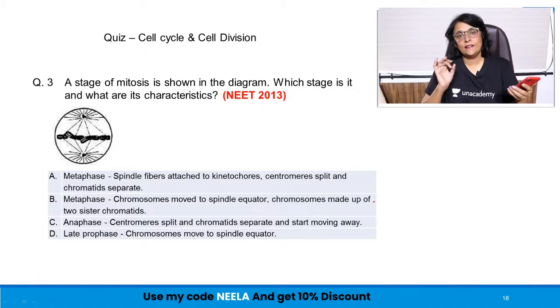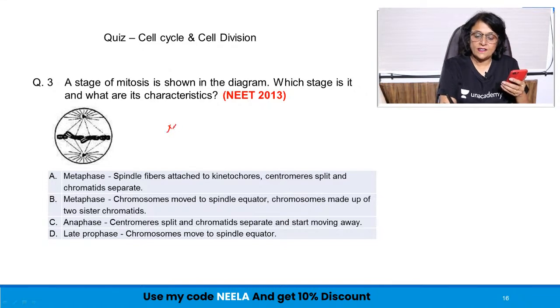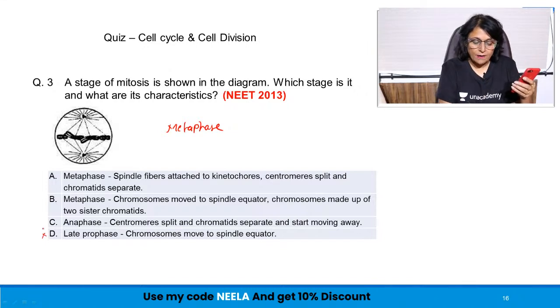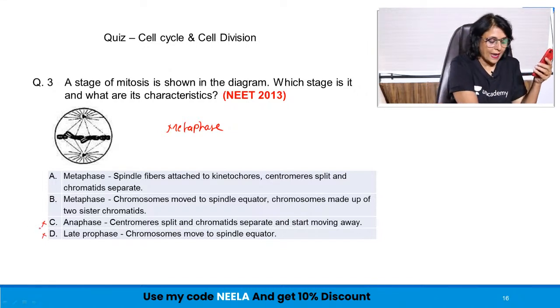Okay, look at the diagram. First of all, let us identify the stage. Is it prophase, metaphase, anaphase, telophase? Which stage is it? So one thing is clear, that this is metaphase, because all the chromosomes are aligned at the equatorial plane. So I guess we have overruled these two anyways.